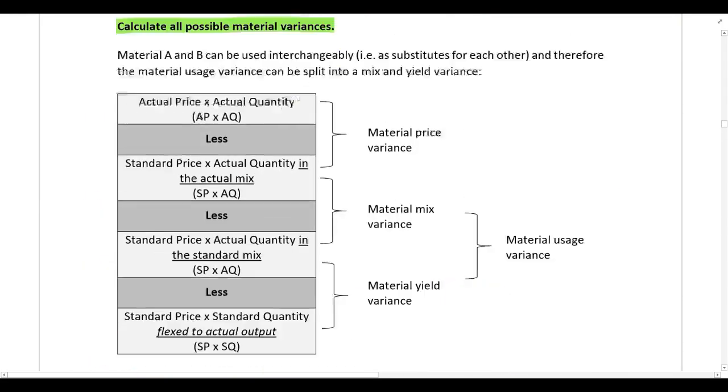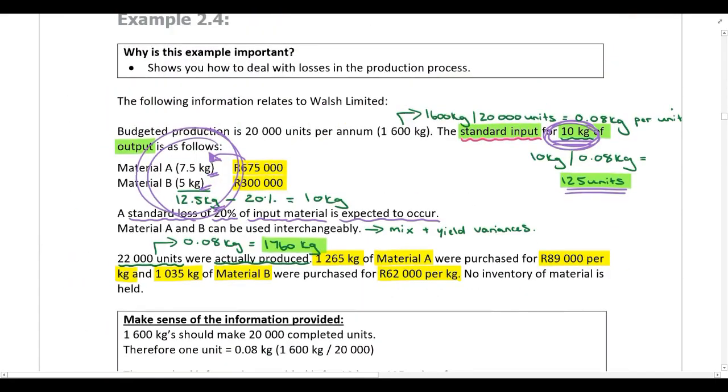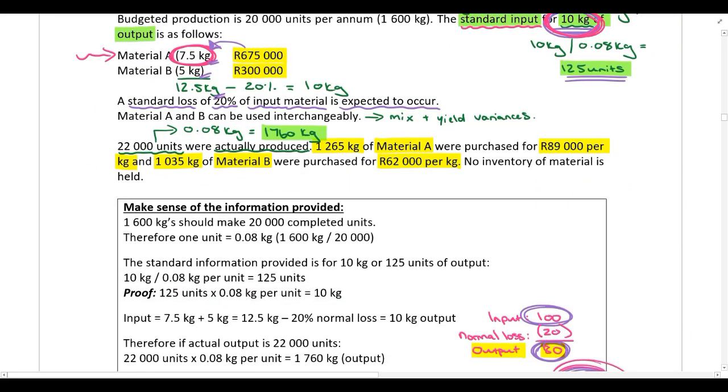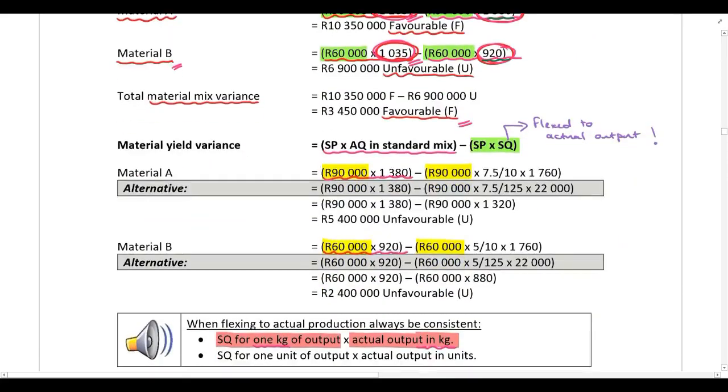Go back to the information provided in the question. In order to make 10 kilograms of output, they need to input 7.5 kilograms of material A. So that's what they need to input in order to make 10 kilograms of output. How many kilograms did they actually produce? 1,760 kilograms. So that's how we perform this calculation.